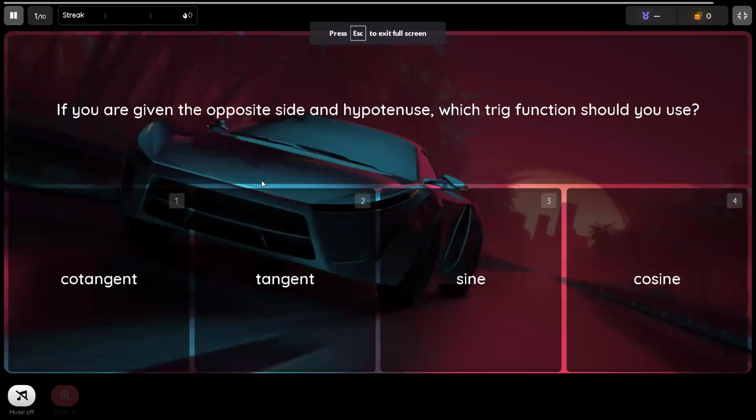Yalla, number 1 here. If you are given the opposite side and the hypotenuse, which trigonometric function should you use? The sine.